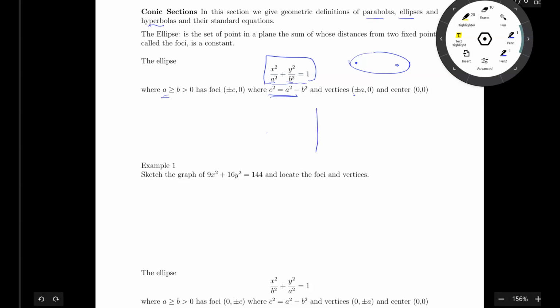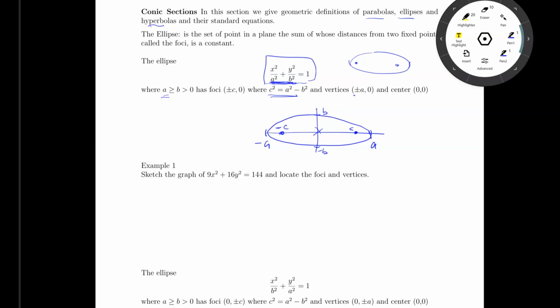So let me give you a little better picture here. This would be A, and this would be negative A for this equation here, right? This would be B, this would be negative B, and then we'll use the values of A and B to find this focus here, which is the value of C, and the center is at the origin. All right, so let's go do this one.